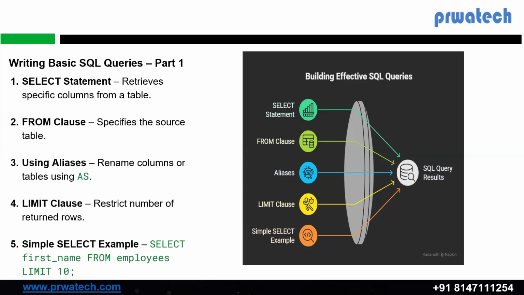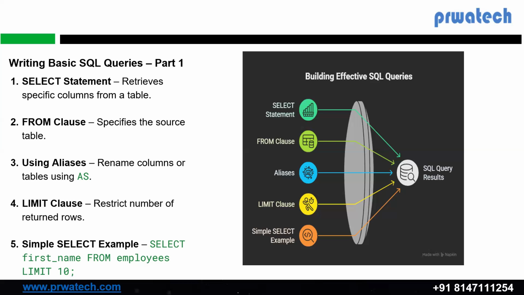Using alias to rename a column. If you want to rename the column, then we will be using an alias with as. You can use as or just provide a space, followed by the new name or nickname. It will be considered an alias only. Then limit: if you have thousands of rows and you just want to get the top 5 or top 10 rows, then we will be using limit.